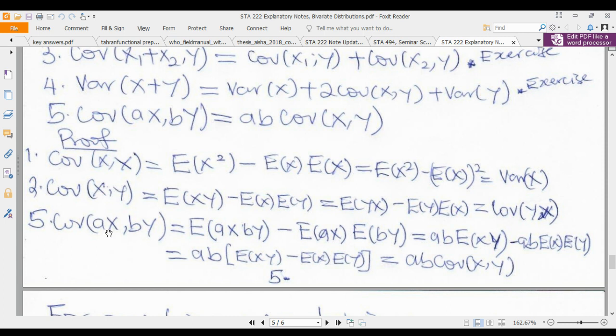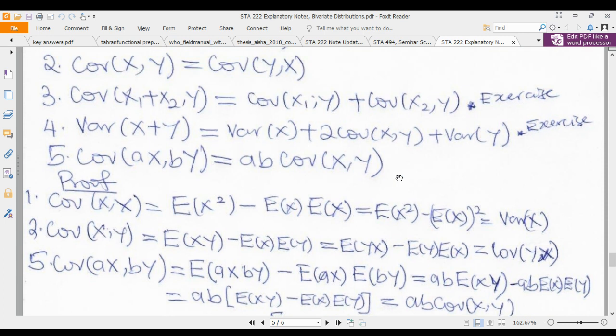And the fifth item: covariance of ax, by is the expected value of ax by minus the expected value of ax times the expected value of by. When you bring out ab, being a constant, you have ab expected value of xy minus ab expected value of x expected value of y, which can also be further factored. You bring out ab and put everything else: the expected value of xy minus the expected value of x times the expected value of y, so that it will now become ab covariance x, y.